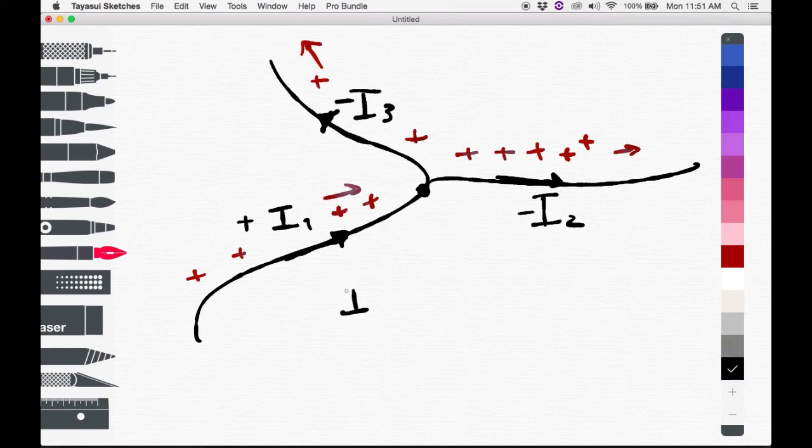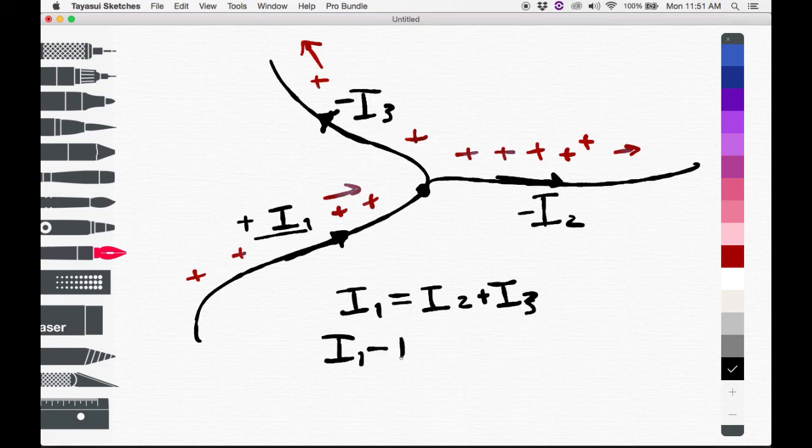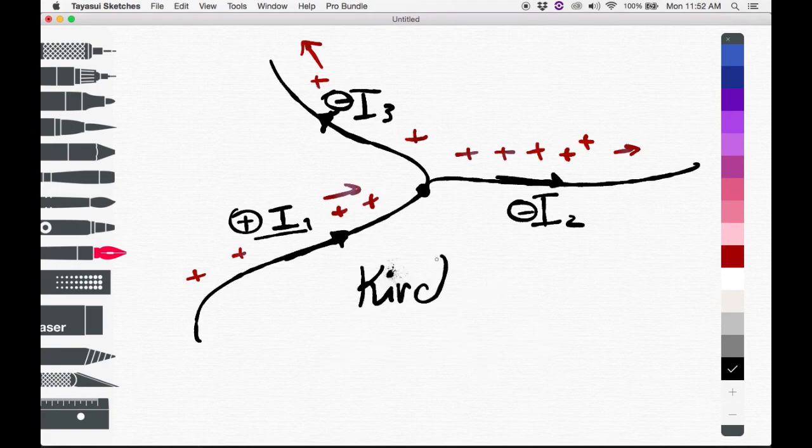So what this means is that all the current entering the junction, which in this case is just I1, has to be equal to the sum of all the currents leaving the junction, which in this case is I3 plus I2. Or notice that if I just add all the things on the same side and properly account for the sign that I put in for each one, then those things have to add up to 0. That's just a statement of Kirchhoff's junction rule.